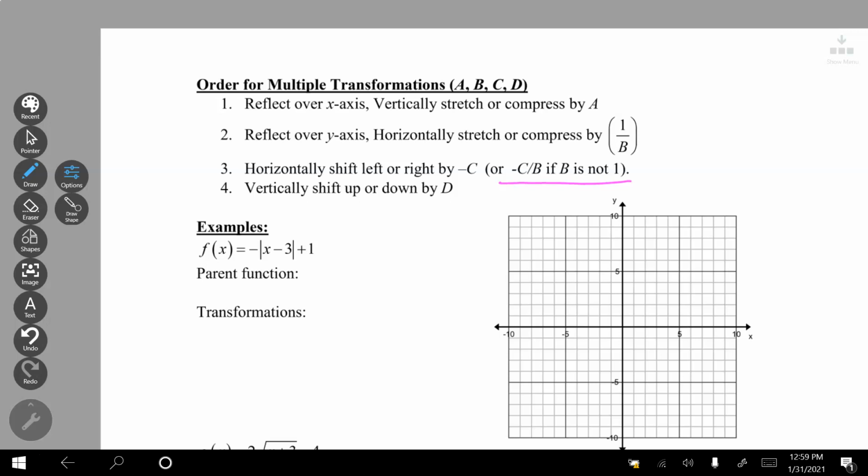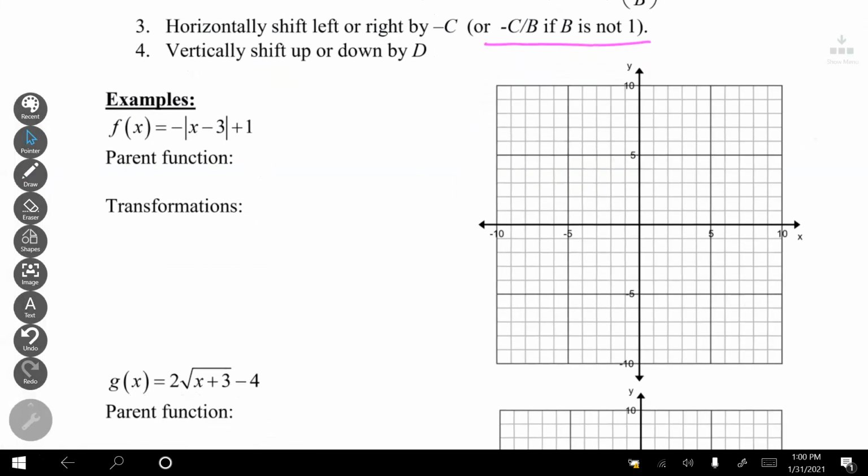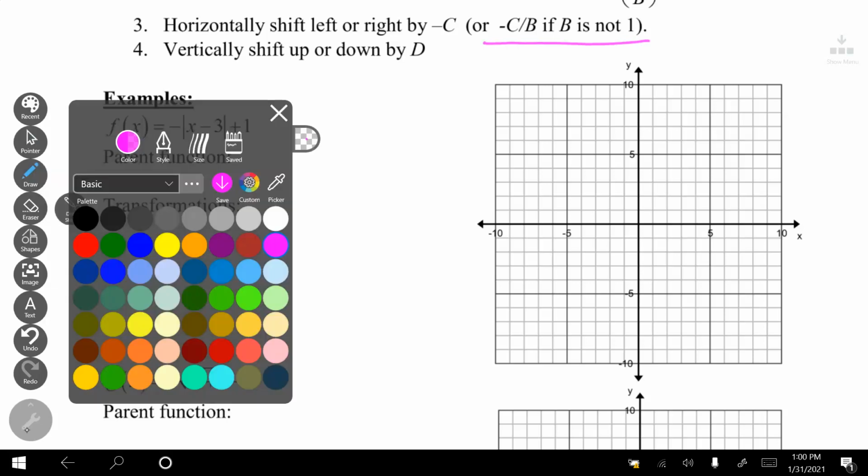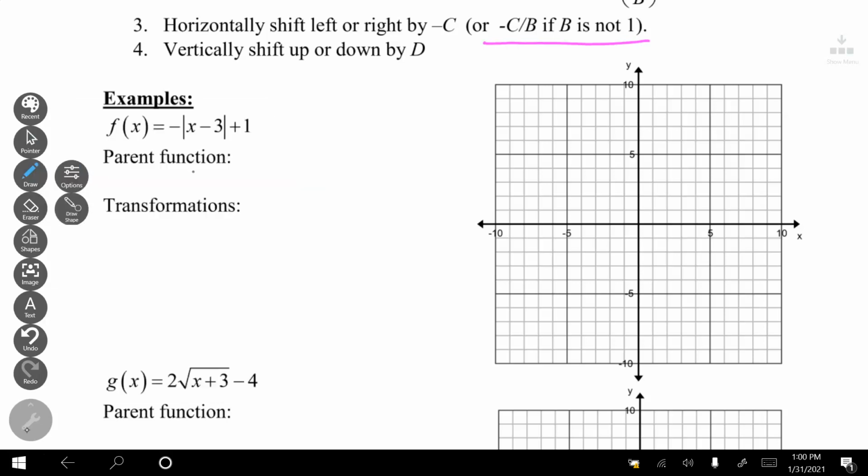So let's try some examples here. My first example is this function. I'm going to make it a little bit bigger. And I should always identify the parent function. That's why I made you do that homework that was due today. The parent function is the absolute value of X. And the absolute value of X looks like this V graph. Goes through 0, 0. Goes through 1, 1, and goes through negative 1, 1.